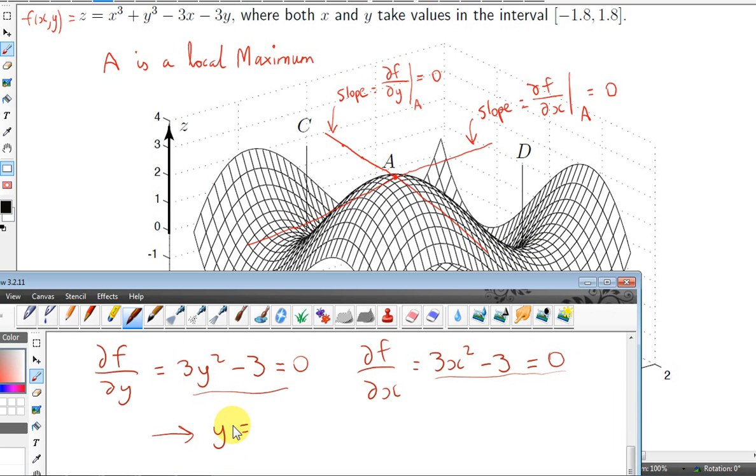If we solve it, we get y equals 1. Well, plus or minus 1. Y equals the square root of 1. So we have two possibilities for y. Over here we actually have two possibilities for x.